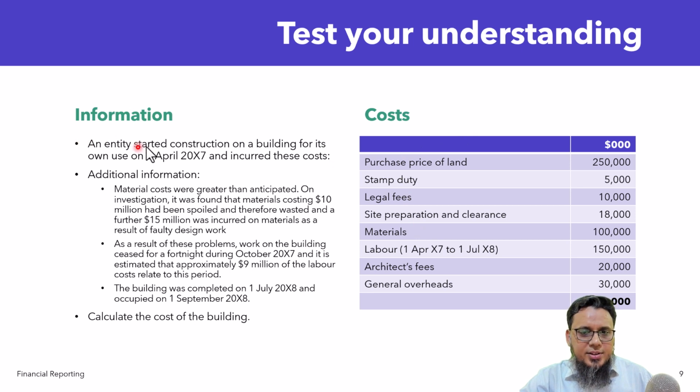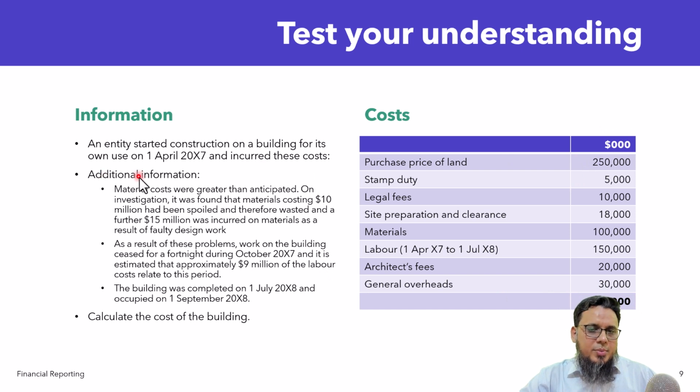An entity has started construction on a building for its own use on 1st April 2007 and incurred these costs: purchase price of land, stamp duty, legal fees, site preparation and clearance, material, labor, architect fees, general overhead, $583,000. $583 million actually, it's $1,000 above.